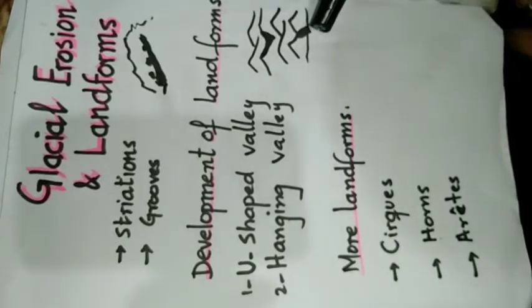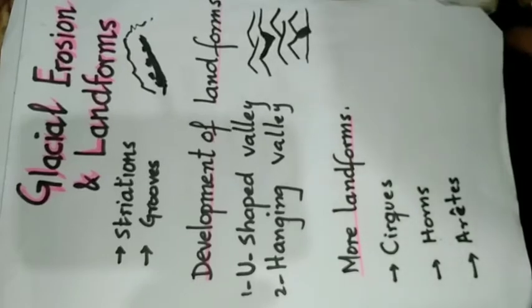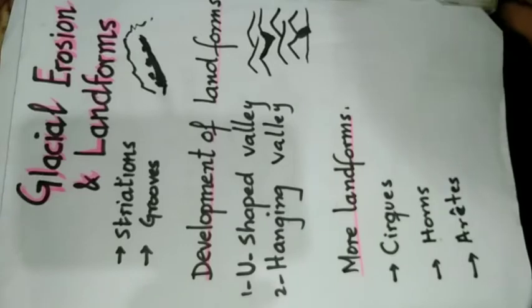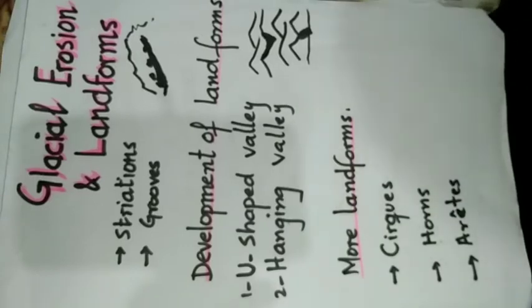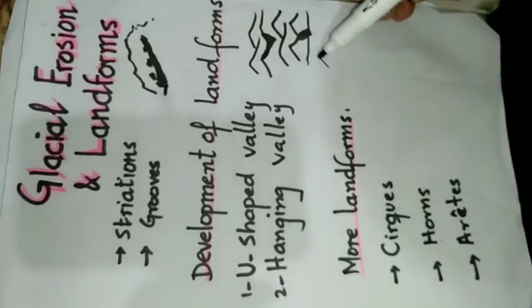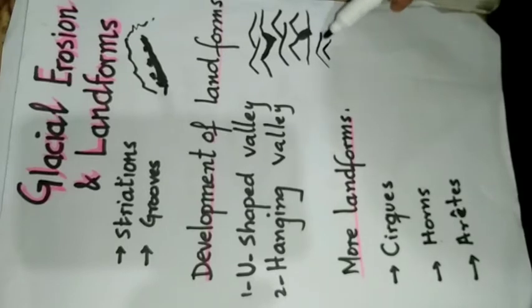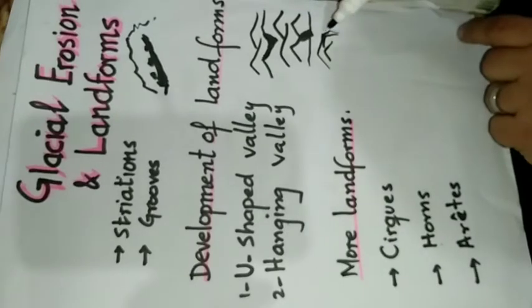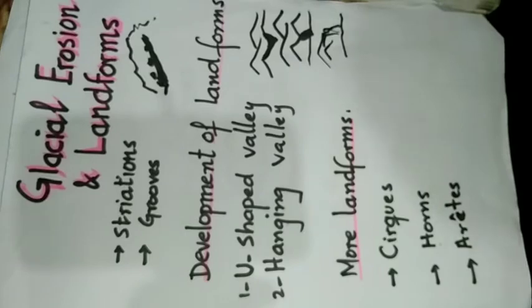A hanging valley is a valley that hangs over the main valley. It is a small valley which forms a tributary over the main valley, and it is also an erosive function of the glacier. This hanging valley also produces a waterfall, and this waterfall is also a result of glacial erosion.